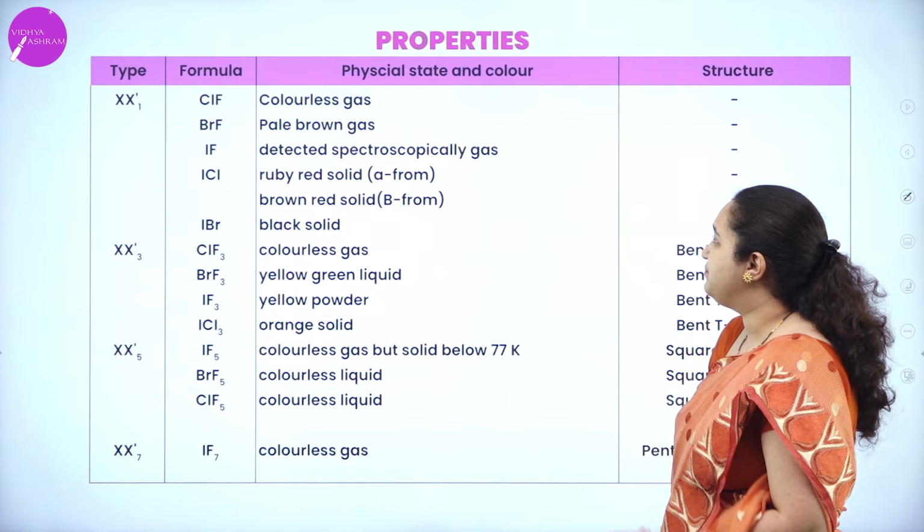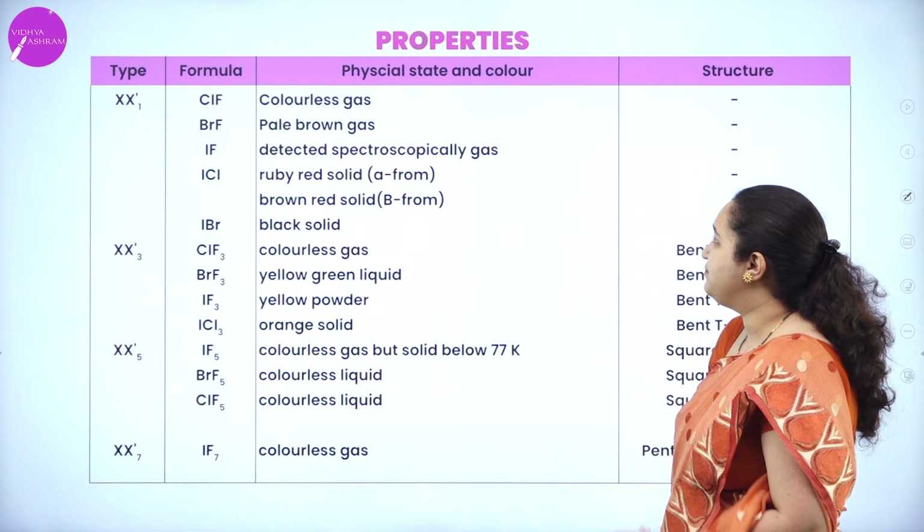The first type is XX dash. We have ClF, BrF, IF, ICl, IBr, in which ICl and IBr are solids. The first one is a colorless gas, then a pale brown gas, then a spectroscopically detected gas, a ruby red solid, that's the alpha form, a brown red solid, that's the beta form, and a black solid. And we do not have a structure because only 2 atoms are there, isn't it?